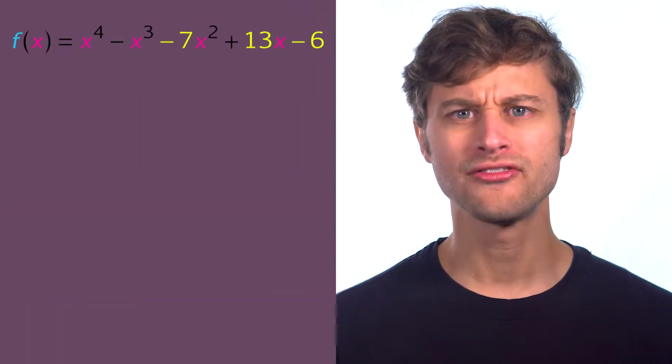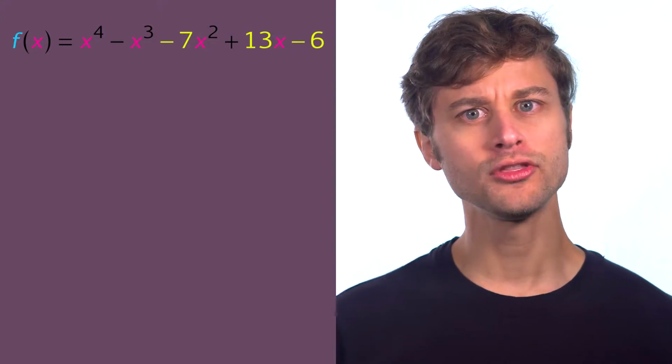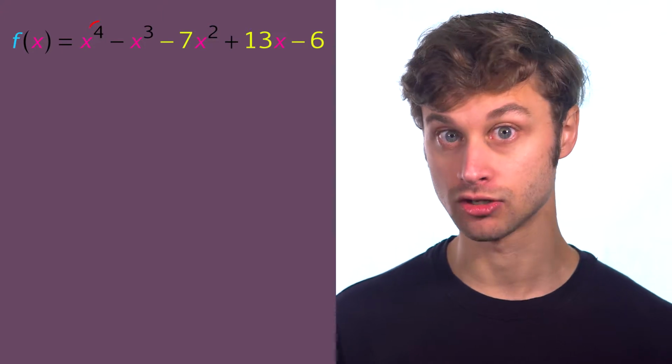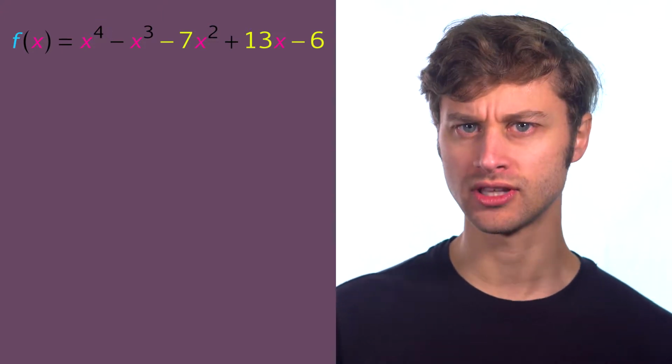Okay, so let's jump into an example and see how to find the x-intercepts of a polynomial. So we're taking this function here, f of x. How do I find the zeros of this function? Well, I know there can be at most 4 zeros because the degree of this function is 4, but there could be fewer. So let's take a look.